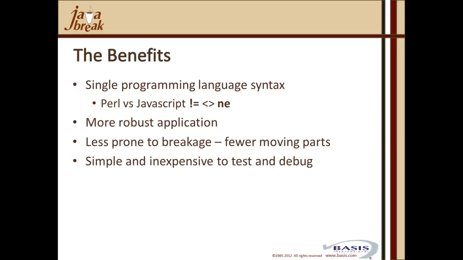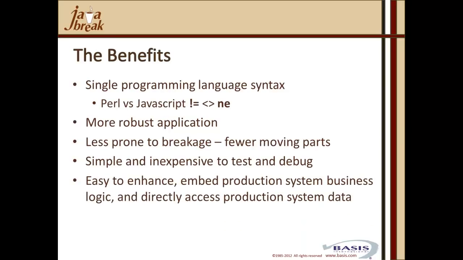BBJ ships with a built-in Jetty web server, and our QA staff could download the code or bring it out of the source code repository and test it on their own machines, and very simply invoke it and test it from a cloud-based server where they would have installed the BBJ product. So easy to enhance, one is able to embed production system business logic and directly access production system data.